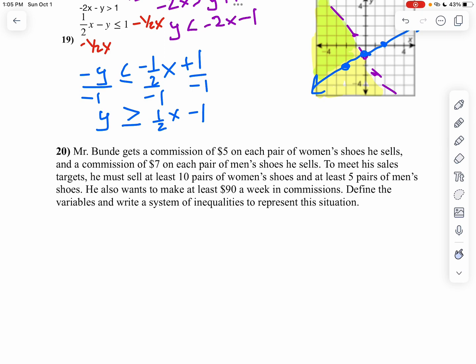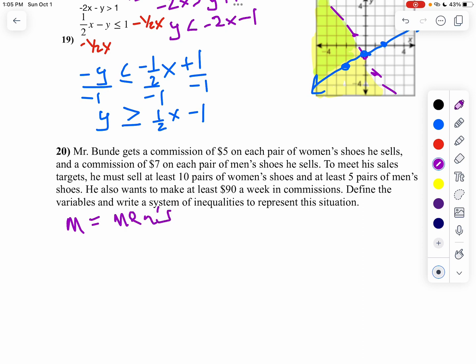So what I think, we're going to define our variables. And since we don't have to graph it, let's do this. Let's let M equal the number of men's shoes he sells, and W be women's. Oh, that's a terrible W. And W is going to be women's shoes.